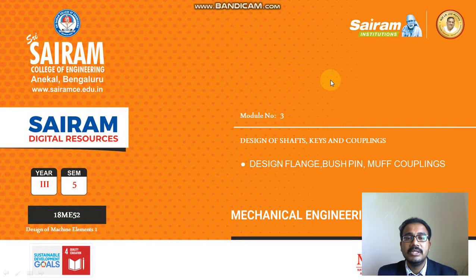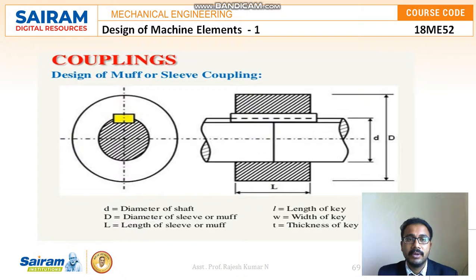Hello everyone. In this video, we will be discussing the design of flange couplings, bush pin couplings, and muff couplings. First, we will see the design of the muff or the sleeve coupling, where we can see all these dimensions. Small d is the diameter of the shaft, capital D is the diameter of the sleeve or muff, and L is the length of the sleeve or muff.